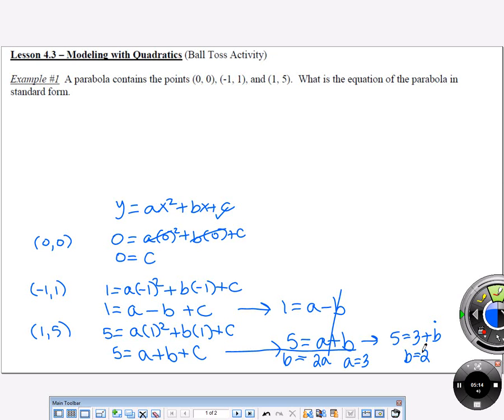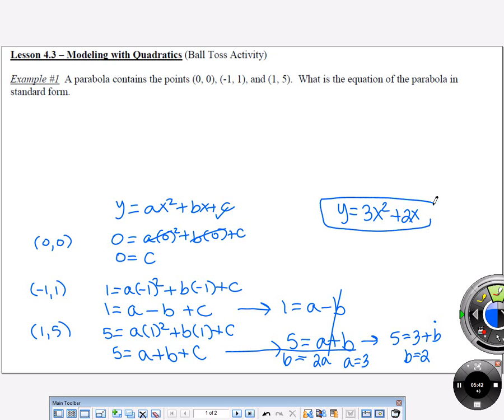What all this information means is there's one equation, one parabola that fits those 3 points, and that parabola's equation is y equals, the A value is 3, so the coefficient of the quadratic term is 3. The B value is 2, so the coefficient of the linear term is 2. And the C value is 0, so the constant would be 0. I don't need to write plus 0 when it's 0. So this would be my equation.